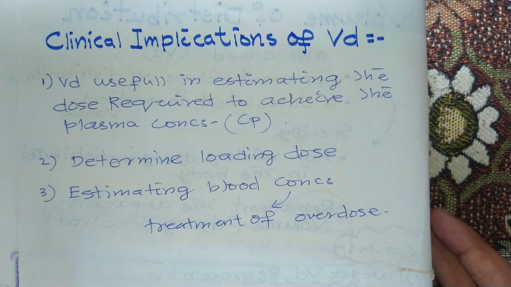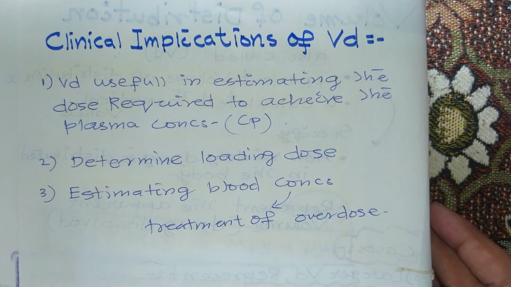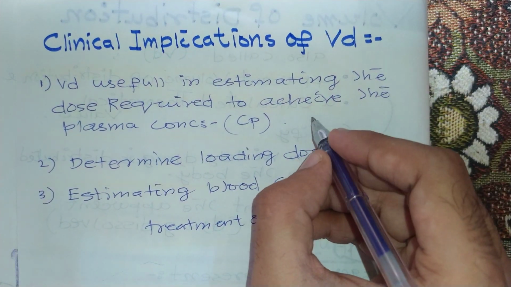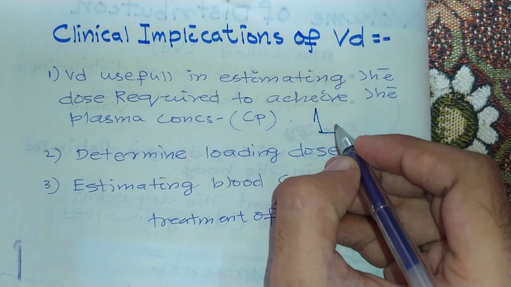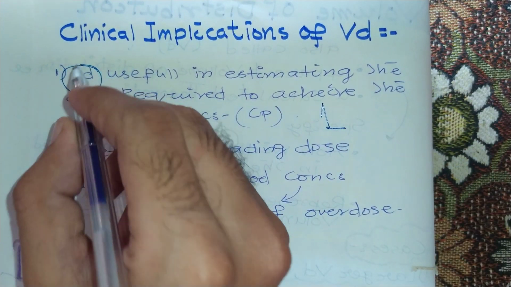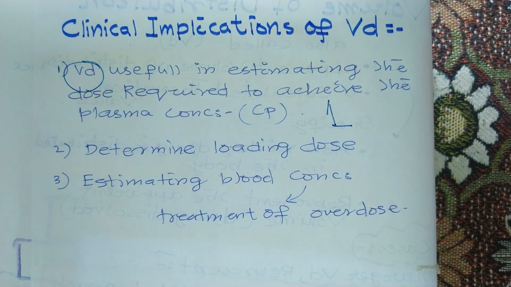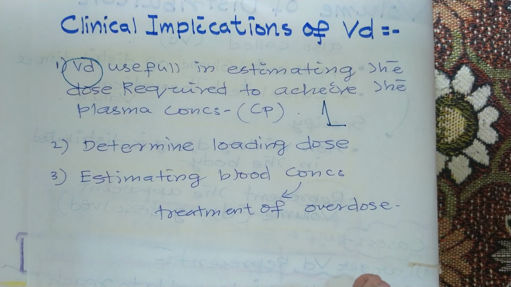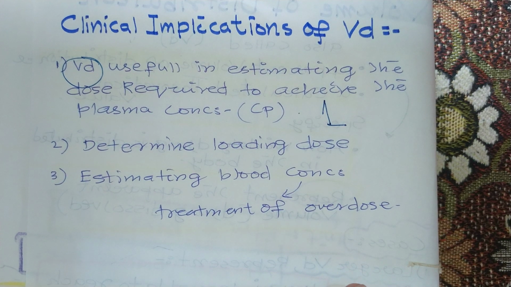Now, what are the clinical implications of the VD? VD is useful in estimating the dose required to achieve the plasma concentration. It means how much quantity of dose will be required to achieve the highest plasma concentration within the graph. We will discuss this condition in the next video. Then it can also be used to determine the loading dose, how much quantity of drug is loaded within the body.